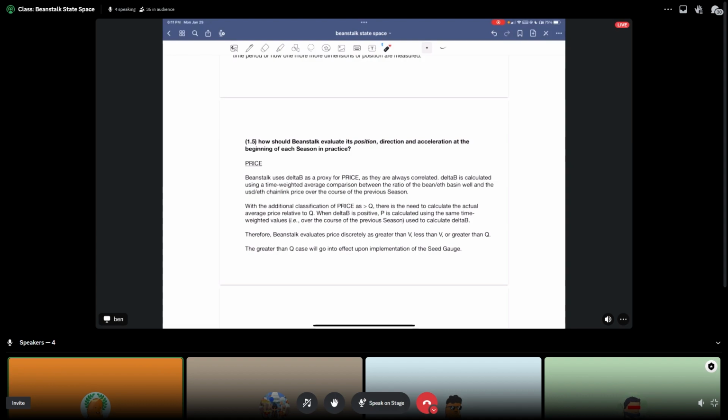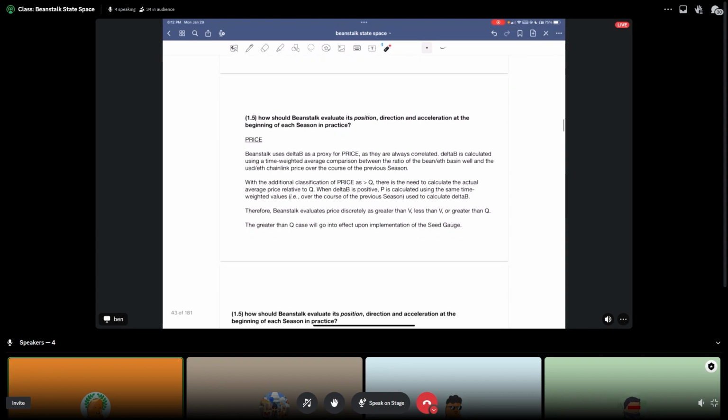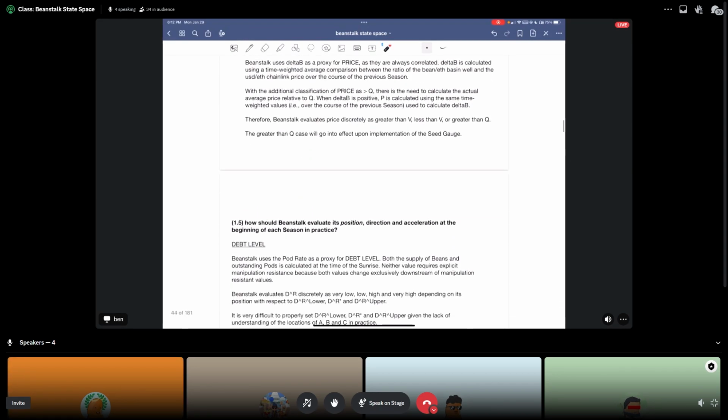As we were talking about earlier, Beanstalk uses delta B generally as a proxy for price. Currently, it does entirely, but because now we have Q, which is when the price is too high, of course, Beanstalk does have to check the price when delta B is positive. So there is now some actual dimension of time, in which case Beanstalk uses the time weighted price and the same time weighted values that are used to calculate delta B, and then it evaluates price relative to Q. And that only goes into effect when seed gauge goes up.